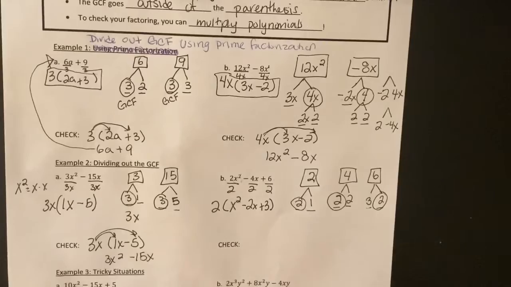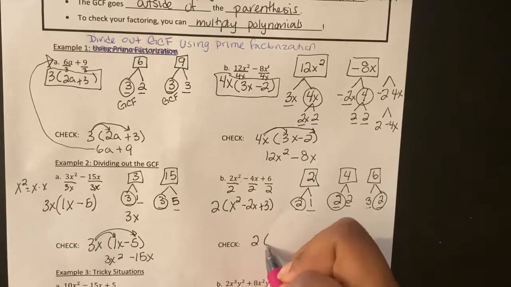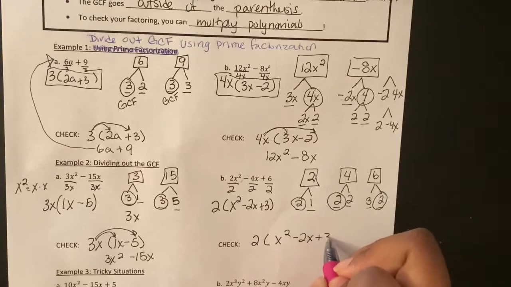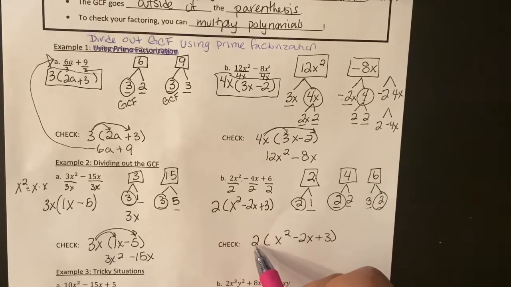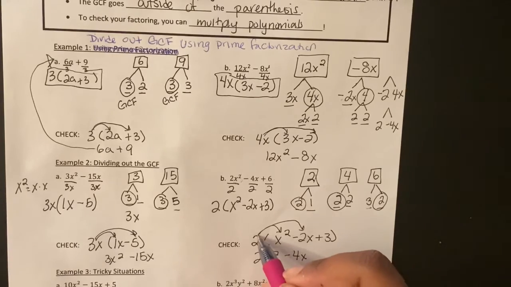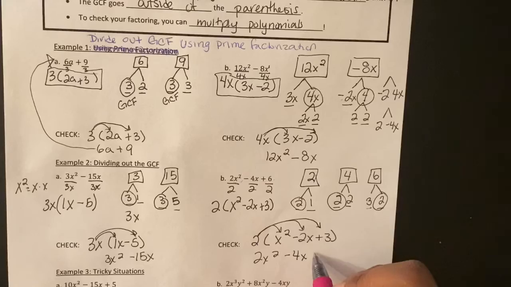And let's check it by multiplying our polynomial. Two times x squared is 2x squared. 2 times negative 2x is negative 4x. 2 times 3 is positive 6. And we're right back where we started. So we know that our factorization was correct.